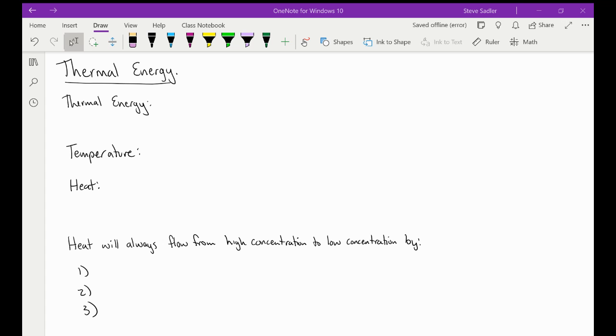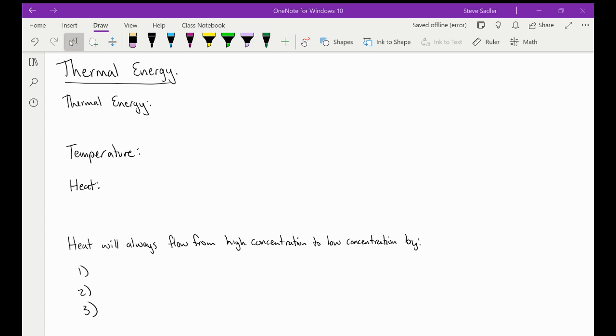So we are going to look at thermal energy to finish off the course. I'm going to talk a little bit about thermal energy, temperature, heat. We'll talk about how heat flows. But what I'm really excited to get into is the formula and the math because it's a lot more fun.